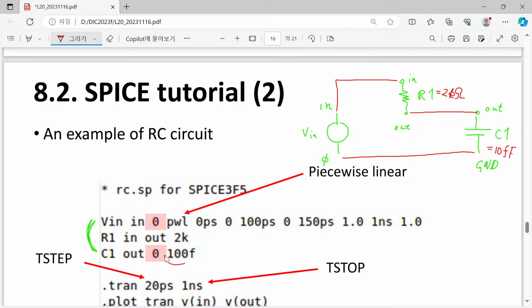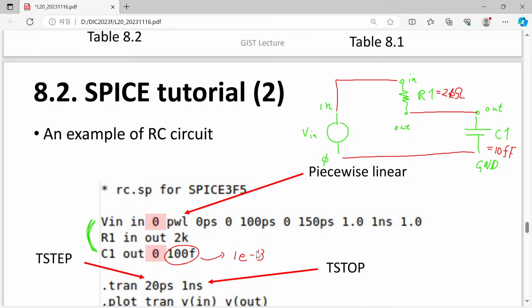So this is much more readable than 10 to the minus 13. Of course, they are the same. 10 to the minus 13 corresponds to 100 femto. However, engineers don't want to be bothered with these numbers. If you make any mistakes here, what will happen? You get a huge number or a quite small number. So they wanted to have a more visible, readable way.